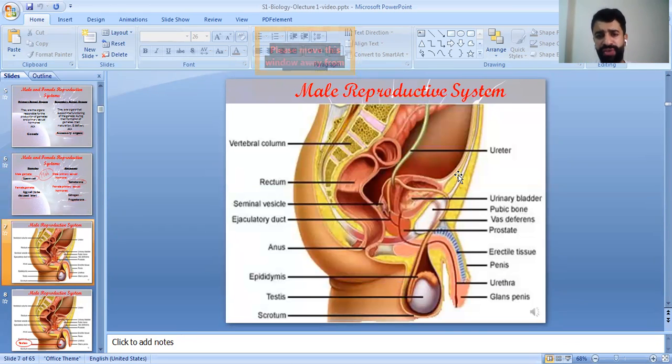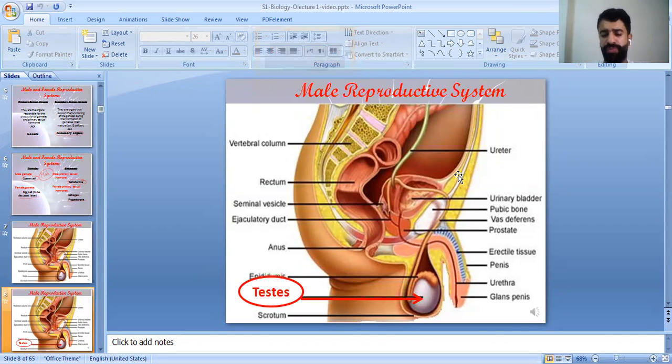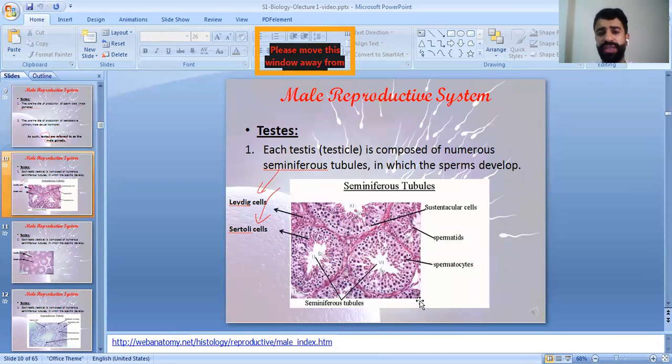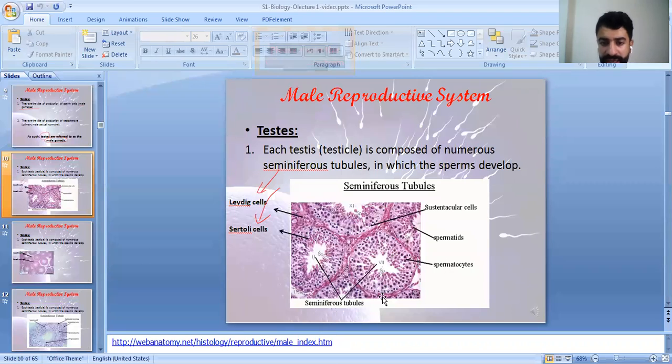Here is the structure of the male reproductive system, including different parts. We have here the testis. What is the role of the testis? Here are the notes, you have to study them. They are the site of the production of the sperm cells, the male gametes. Also, they are the site of the production of testosterone. So the testes are called the male gonads. Each testis is composed of several seminiferous tubules where the sperms will develop.